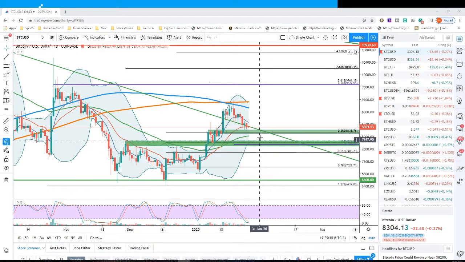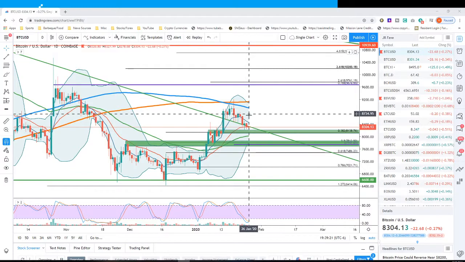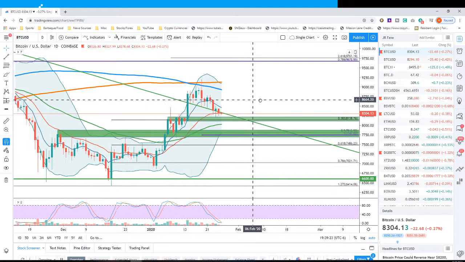So 7,800 if this area breaks, right? So let's watch this area very closely. This is key area support for Bitcoin.